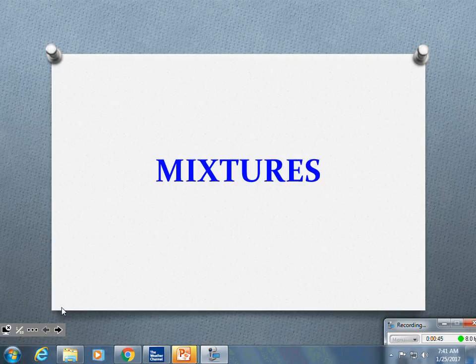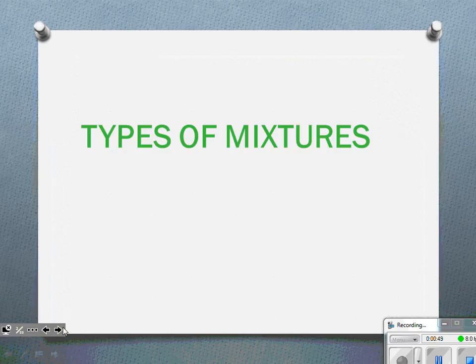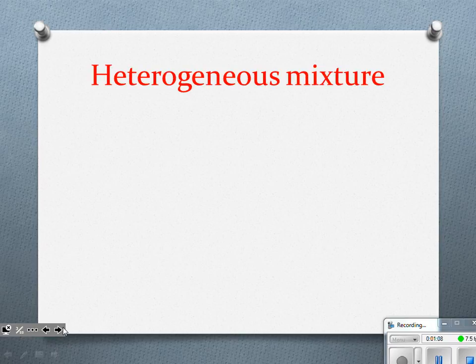So, let's talk about some types of mixtures. Some types of mixtures. The first type of mixture we're going to talk about is heterogeneous mixture.